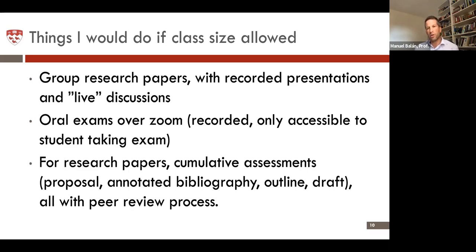And for all sort of research papers, and this I've done in the past, I would build into a cumulative assessment of having a proposal, an annotated bibliography, an outline, and a draft, and all of these built with peer review processes. This I've done in the past with my seminars, and I like and enjoy very much. So that's what I would do if size class allowed.